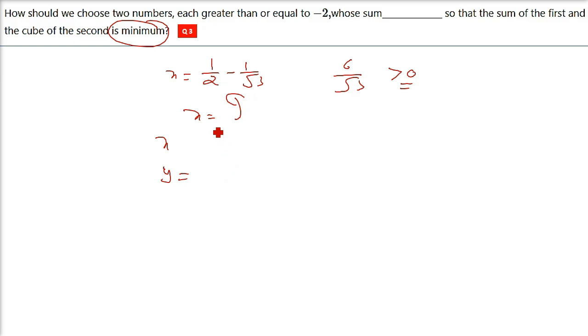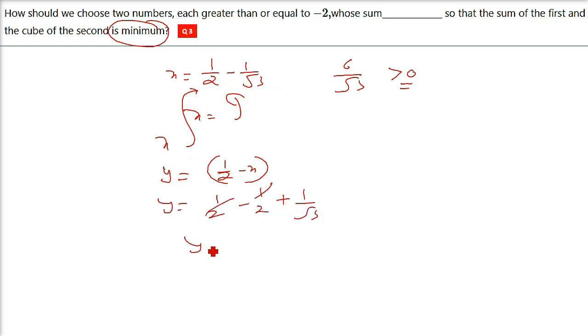What is the x value? X we already got. Y is simply half minus of this value. So when we place this, half minus of minus half plus 1 by root 3, it is going to be plus 1 by root 3, because half minus half gets cancelled. You get 1 by root 3. 1 by root 3 is the final value which we are interested in.